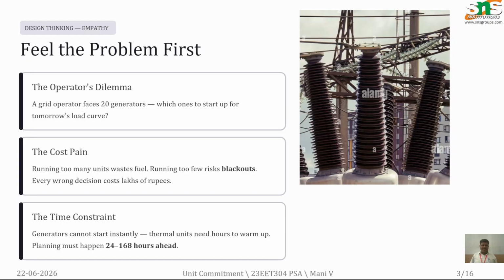And the cost to pay. Running too many generator units wastes fuel. Running too few risks blackouts. So every wrong decision costs lakhs of rupees. This is the main issue. If you turn on too many generators without knowing this, a large amount of fuel and rupees gets wasted. And there is the time constraint: generators cannot start instantly. Thermal units need hours to warm up, and planning must happen 24 to 168 hours ahead.